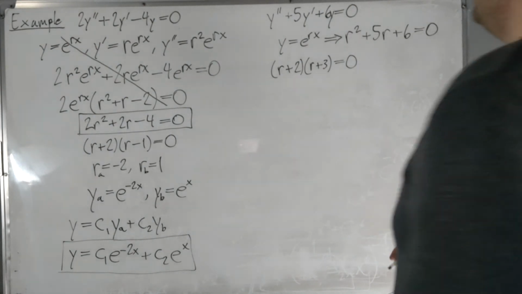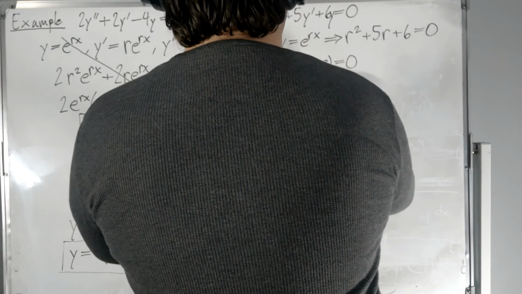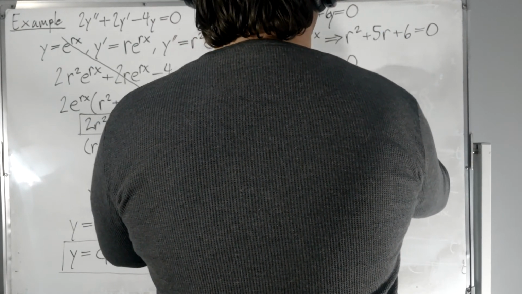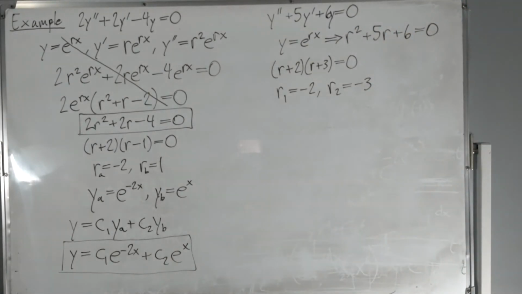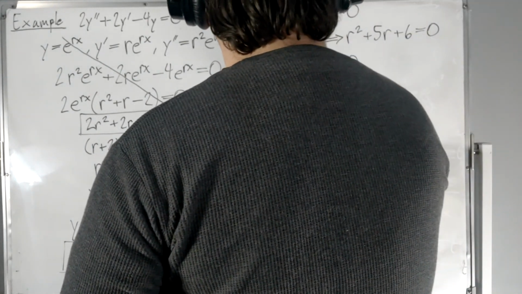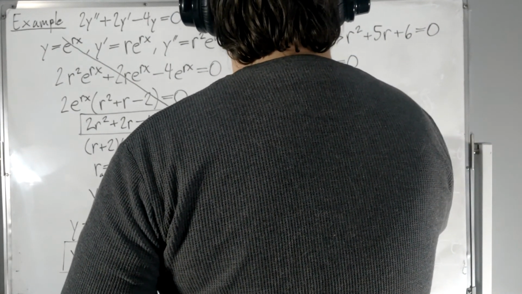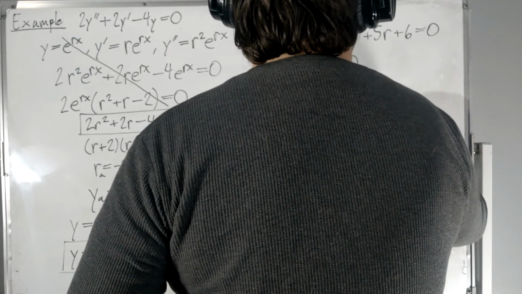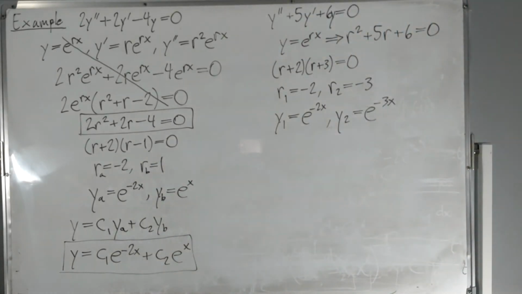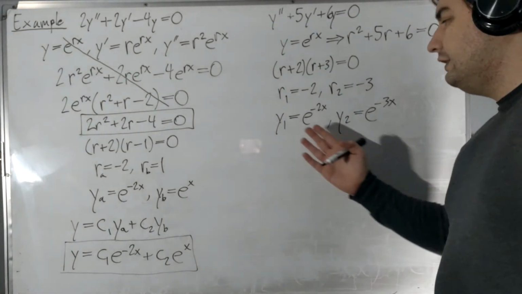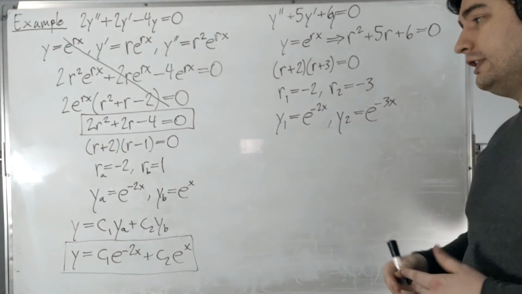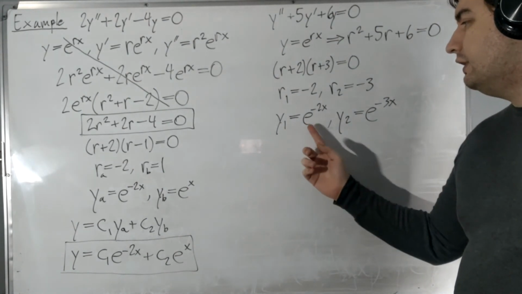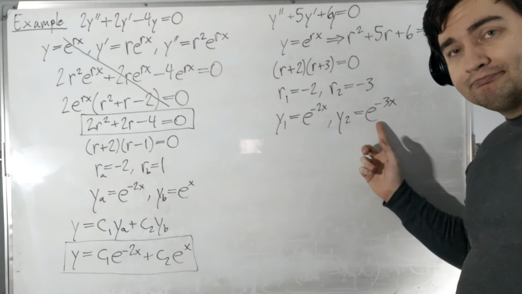That gives us two different roots, r1 equals negative 2 and r2 equals negative 3. And then those correspond to two distinct solutions of the ODE, y1 and y2. And then from there, the question is, are these linearly independent? If so, then the general solution is just c1 times this plus c2 times this.